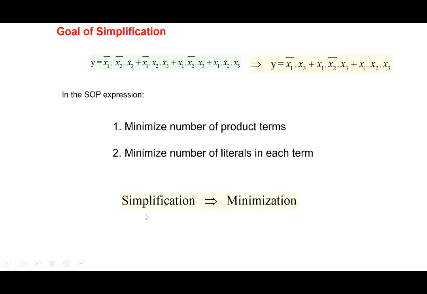So simplification of a Boolean expression basically means minimization. Minimum number of product terms, minimum number of variables in each. Variables is what we call literals. So x1 is a literal, x2 is a literal, x3 is a literal. So we want the minimum number of literals in each particular term here.